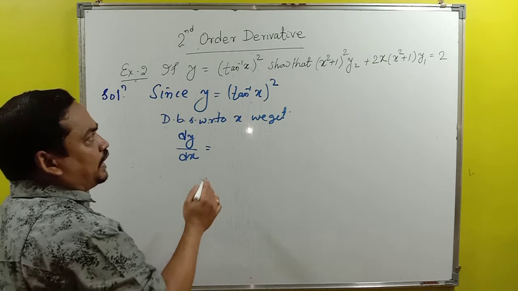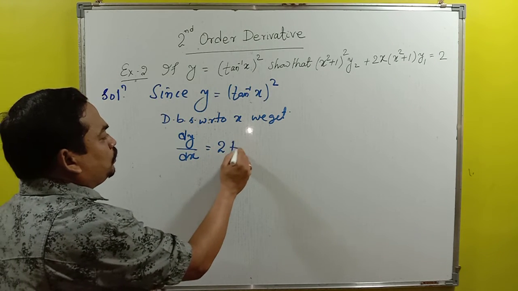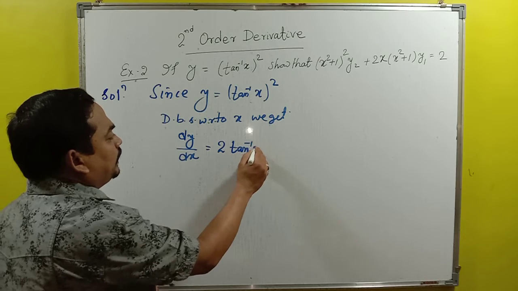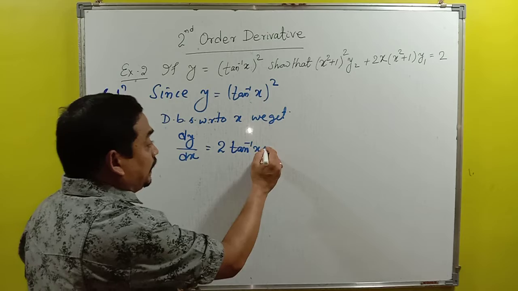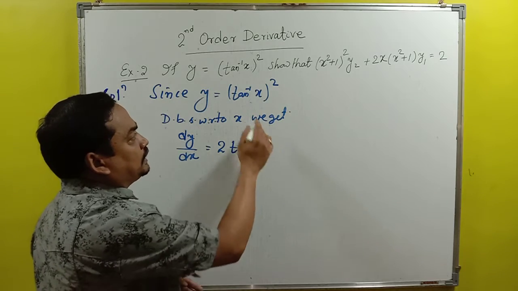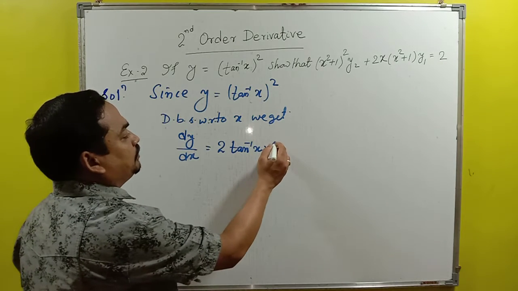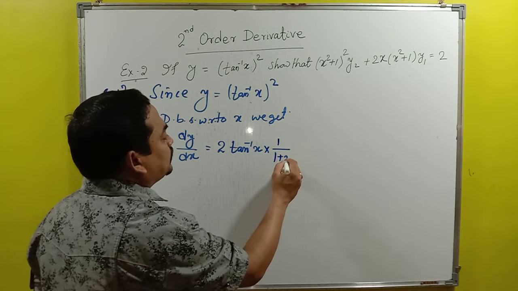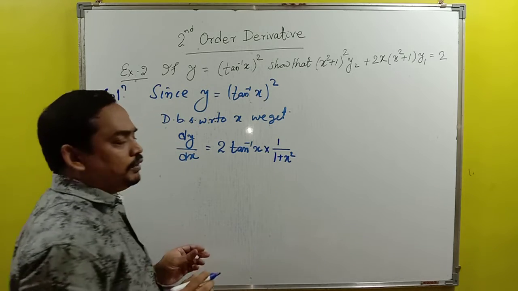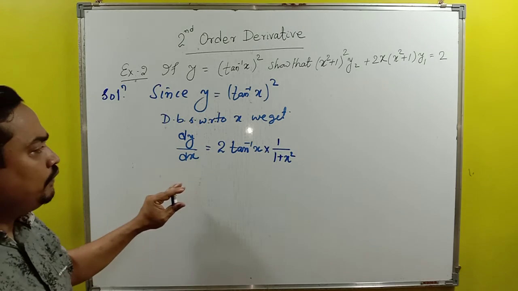Apply the chain rule: (tan inverse x) whole square can be written as 2 tan inverse x, again into the chain rule, the derivative of tan inverse x. With tan inverse x in place of x, the derivative of tan inverse x is equal to how much? 1 upon 1 plus x square. Everybody got it? This is the first order derivative.